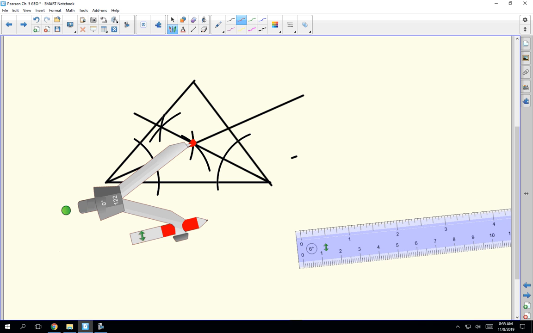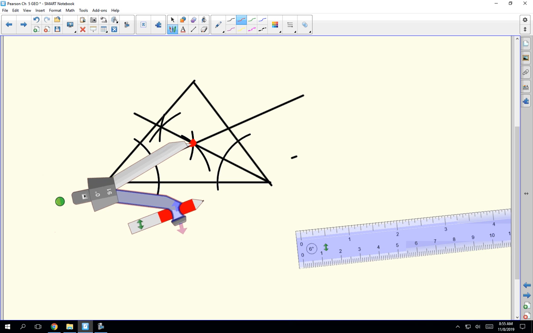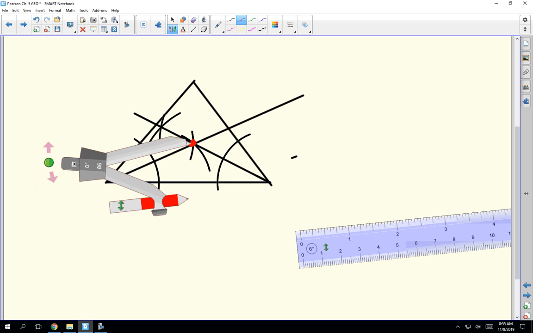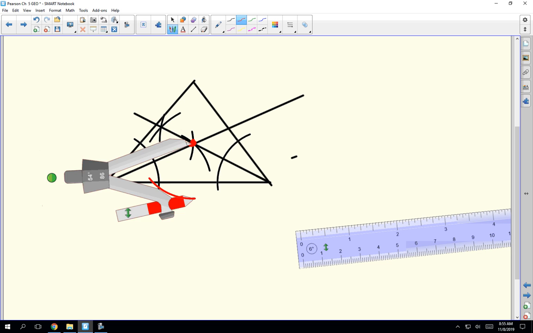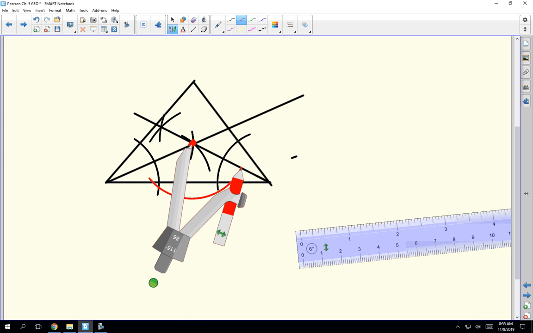You got to do the smiley face guy, and then it goes like this. So smiley face goes like that. You swing an arc. There's our smiley face. From that point where the two intersected, you swing a smiley face. So go ahead and do that now. And then from where the smiley face hits the sides of the triangle, we're going to swing two arcs down below.